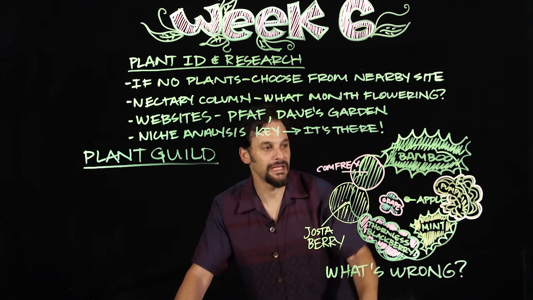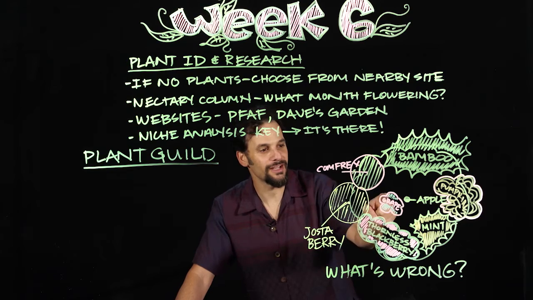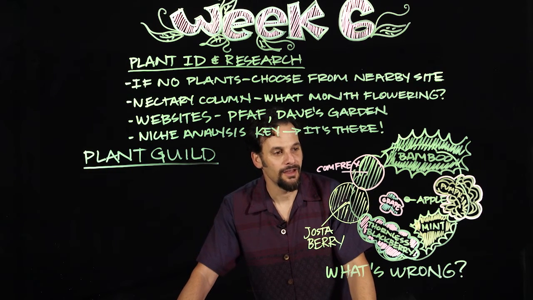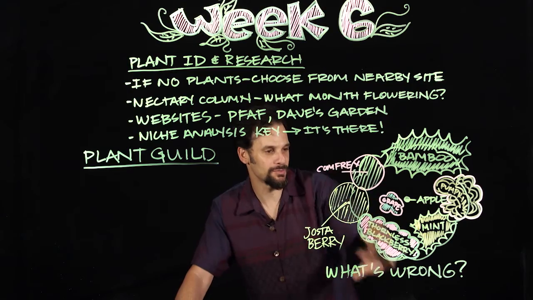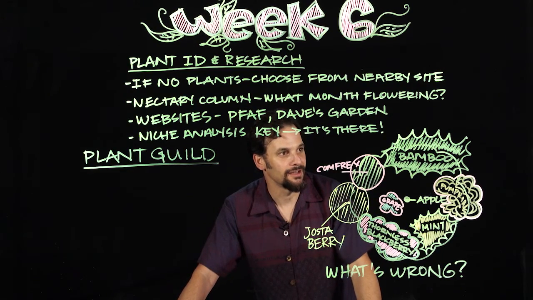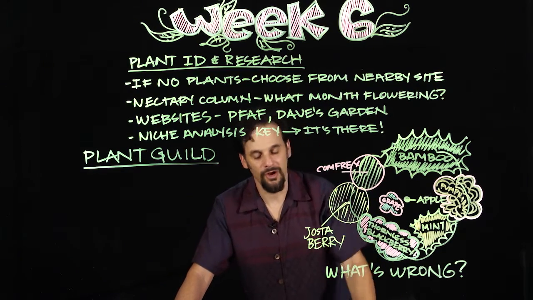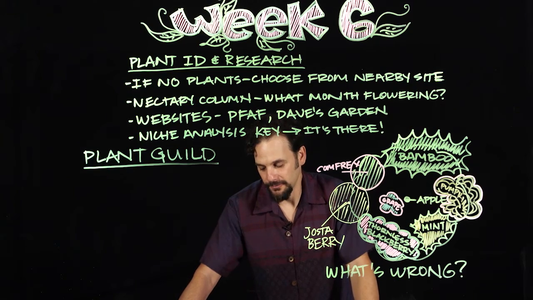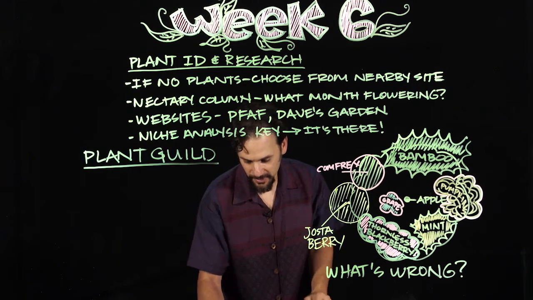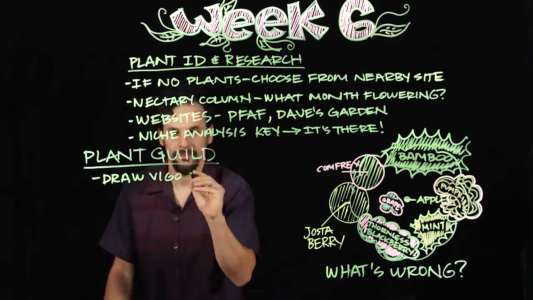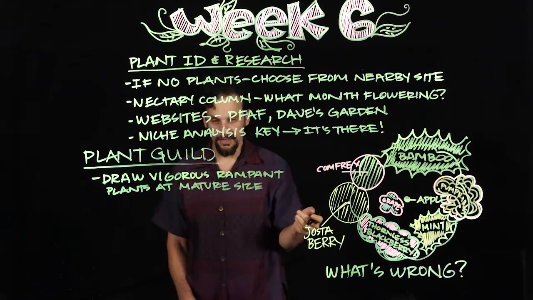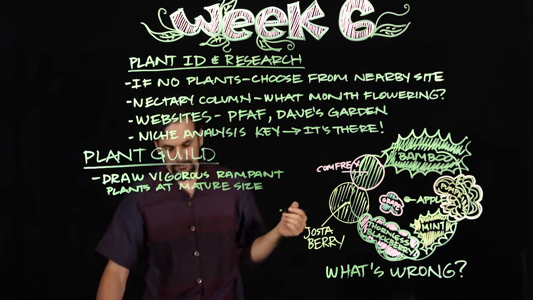Because all of these plants are very vigorously growing, like a grapevine will virtually eat an apple tree once it gets going. A thornless blackberry also will do the same thing. Mint will spread quite vigorously. Bamboo, comfrey, all these things do the same. So, the tip here would be draw vigorous rampant plants at their mature size.